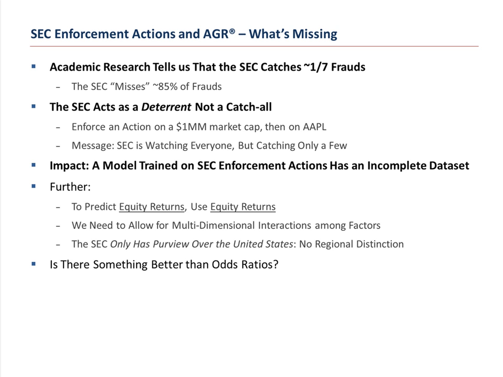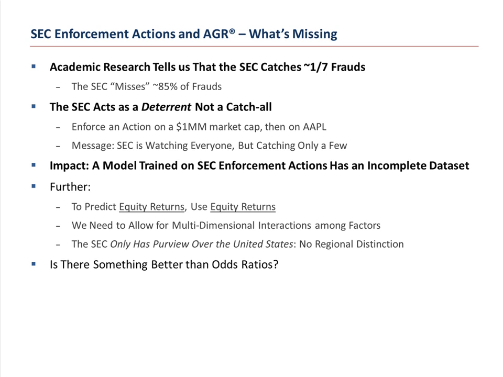Now, the impact on a model trained on SEC enforcement actions is that it has an incomplete data set. In fact, it's missing approximately 85% of the frauds out there. Even further, some of the weaknesses in using a model to predict fraud to in fact predict stock returns is this implicit relationship. Just because a company is marked as having fraud doesn't mean that necessarily there's going to be a cataclysmic stock drop. And we also don't know about the timing, where some frauds are 1 quarter long, some frauds can be as long as 6 years. We also had to allow for some multidimensional interactions between factors.